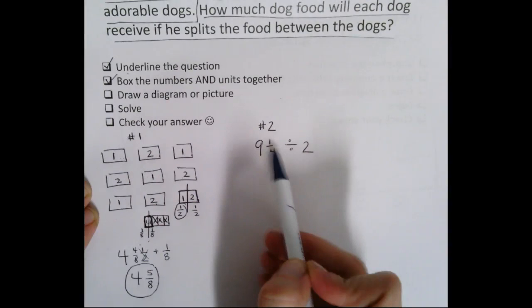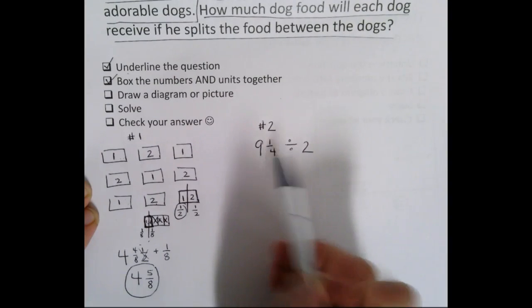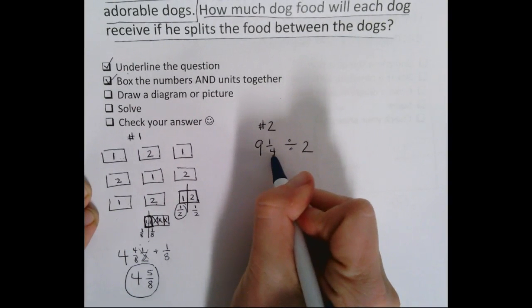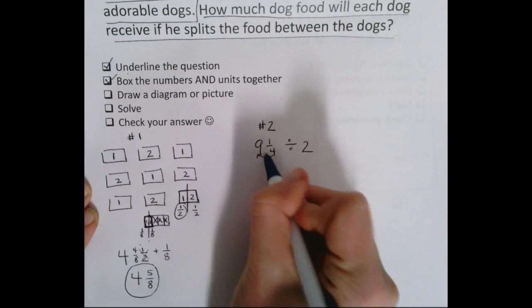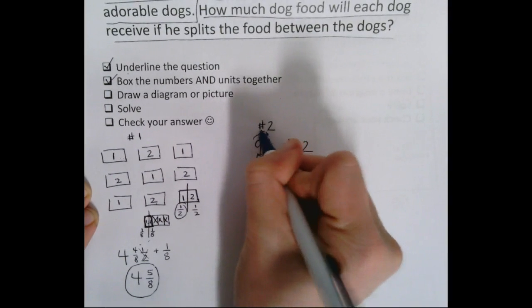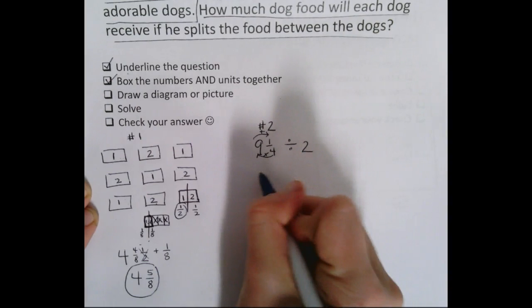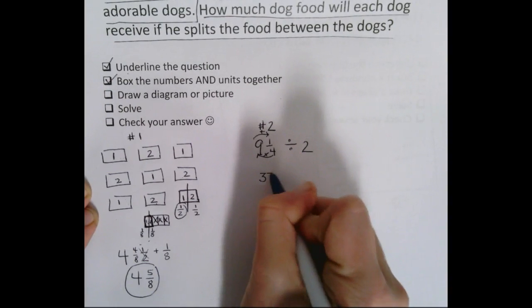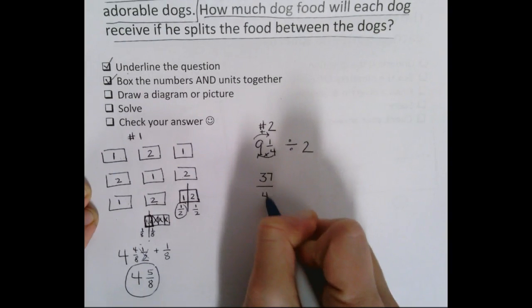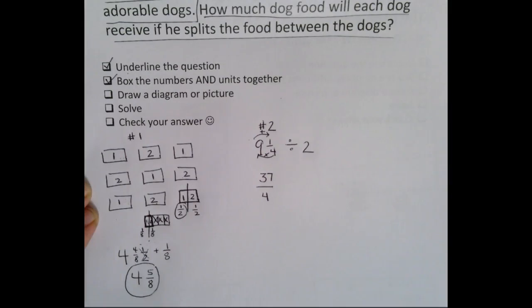So I like splitting numbers that are improper fractions. I can make an improper fraction by doing 4 times 9 and then adding 1 to it. So 4 times 9 is 36, plus 1 more is 37. So this is the same thing as 37 fourths, because in 9 wholes, there's 4 fourths in each whole, and that makes 36, plus 1 more is 37.